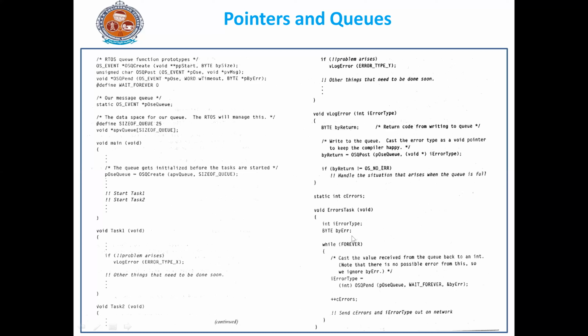So here in this one also we are elaborating how to read from the queue. While reading from the queue, you are returning an I error type, that is, it will return the error type. After that, you are incrementing the value, and then you are sending the C errors and the error type onto the network, specifying what the error is and also incrementing the errors. So this is how you can use the pointers along with the queues.